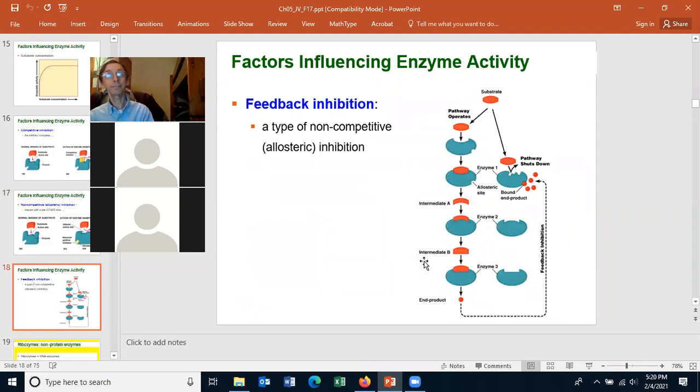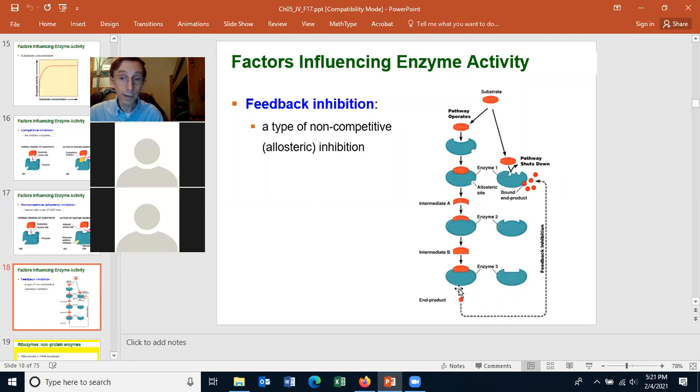And then lastly, feedback inhibition is a type of non-competitive or allosteric inhibition. What happens is usually the end product that's made in a chemical reaction, which may be a metabolic pathway that makes the end product. In this case, we have enzyme 1, enzyme 2, and enzyme 3. Enzyme 1 and enzyme 2 make intermediates. Enzyme 3 makes the end product.